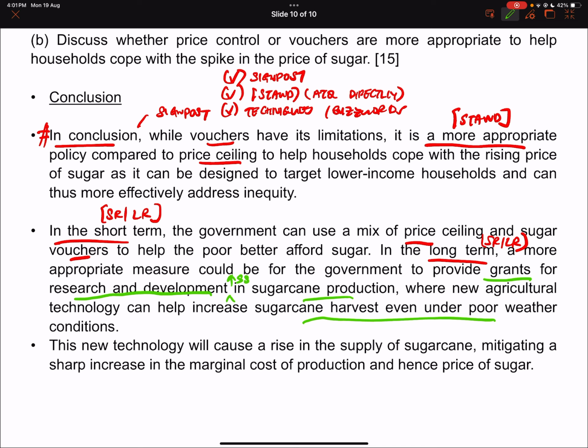Right? So you can frame it in the root cause kind of way, or you can frame it in the long run, short run kind of way. I feel this is one of the easiest techniques to use. And I encourage you to use it if it's possible to use for the conclusion. Okay, so that brings me to the end of this particular question.